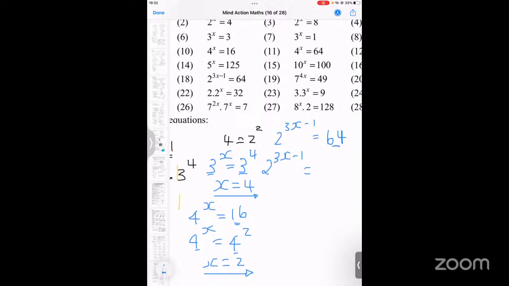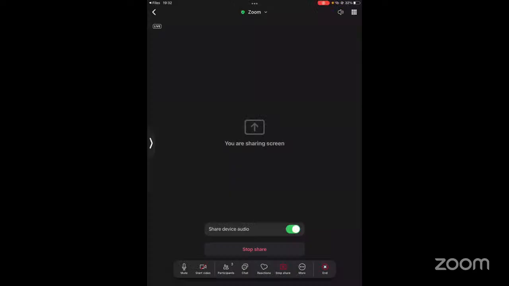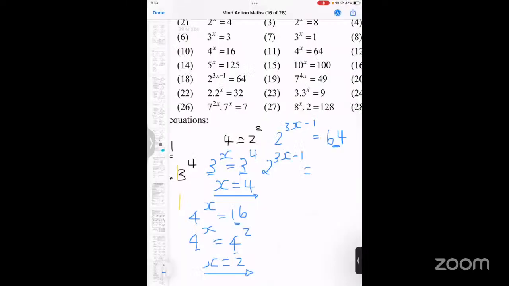Langlihle, what is 64 in the form of base and exponent? Busisiwe, if you know, let me know. I'm not sure if Langlihle is still there. It's 4 to the power of 3. 4 to the power of 3. Sir, yes, Busisiwe. I also think it's 2 to the power of 6, since the bases have to be the same.